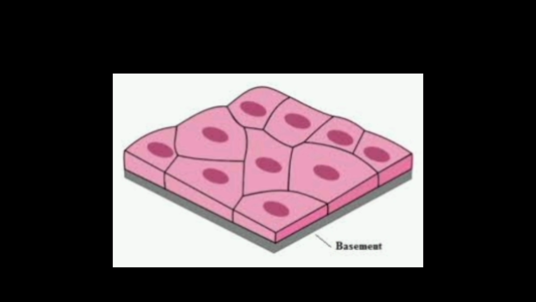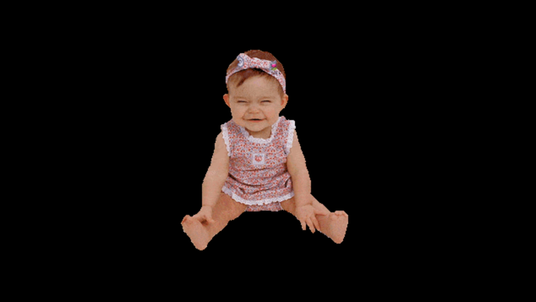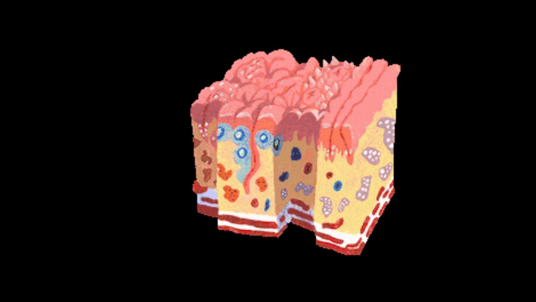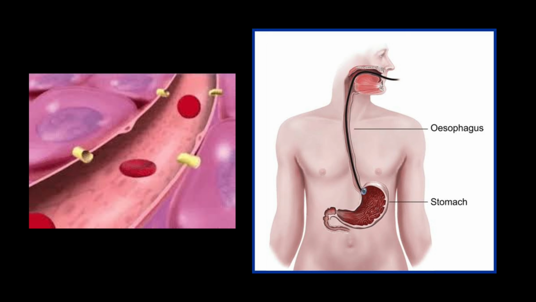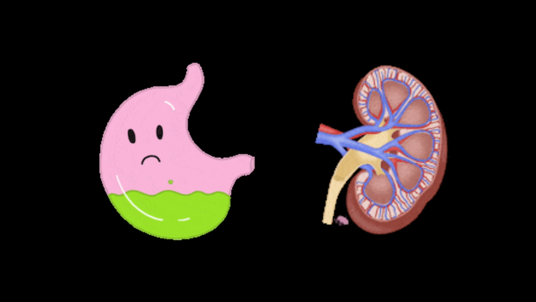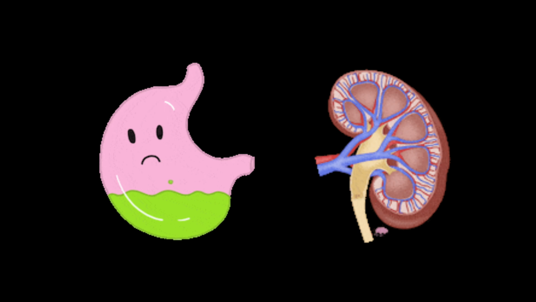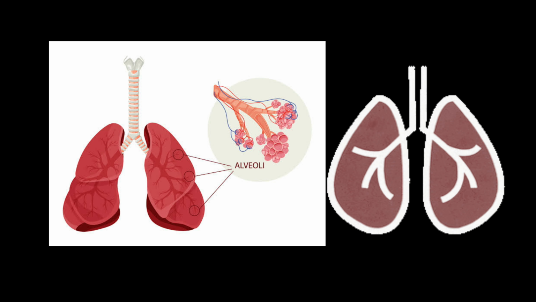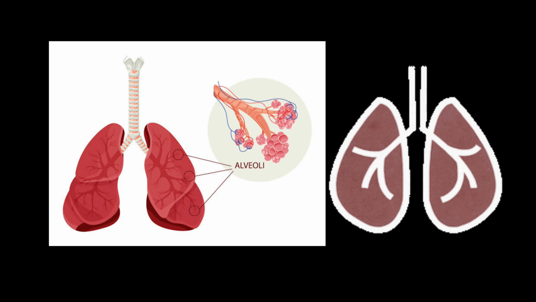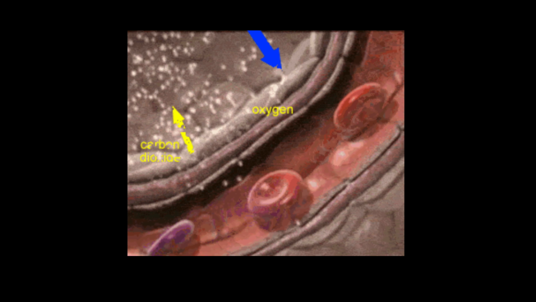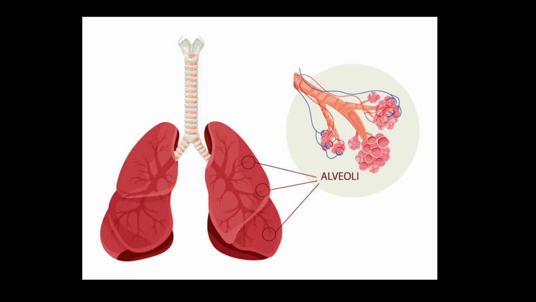First, let us study about simple squamous epithelium. This tissue has a single layer of cells which are thin and flat. This tissue forms the delicate lining of internal organs. The lining of blood vessels and esophagus are made up of simple squamous epithelium. The internal organs like the stomach and kidney are made up of muscles, but their internal lining is made up of simple squamous epithelium. Alveoli in lungs play an important role in exchange of gases. The blood capillaries and alveoli both are made up of simple squamous epithelium.